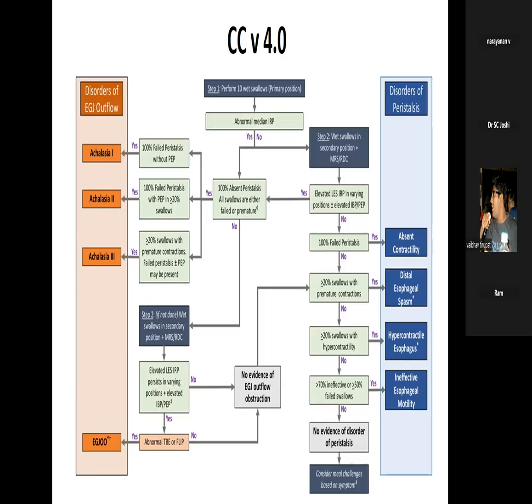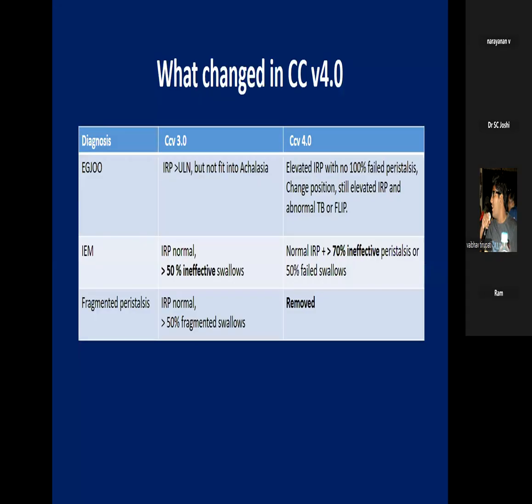So this is the new algorithm, which is not really new, but just adds a position and also some other maneuvers like a rapid drink challenge and adding solid food. So what is the difference in this? EGJ outflow obstruction: when you have elevated IRP, you change position, still elevated, you do an abnormal timed barium or FLIP. Ineffective esophageal motility, where previously we used to say only more than 50% ineffective swallows, now it has become more than 70% ineffective. That is, DCI should be low in at least 70% of swallows, or 50% of swallows will be absent contractility, that is failed swallow. And fragmented peristalsis or the peristaltic breaks have been completely removed. These are the three major changes.